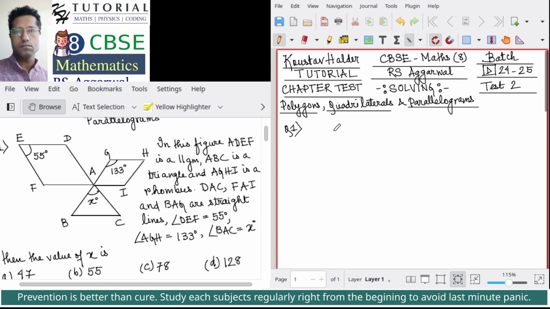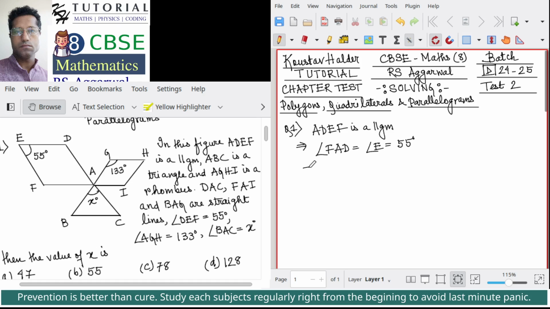Let me see if I can solve it without drawing the figure. We have to find x. So ABC is just a triangle. AGHI is a rhombus. ADEF is a parallelogram. So this will imply, we know in a parallelogram the opposite pair of angles are equal. So we will have angle FAD should be equal to angle E, which is equal to 55 degrees. Okay, FAD is equal to 55 degrees.